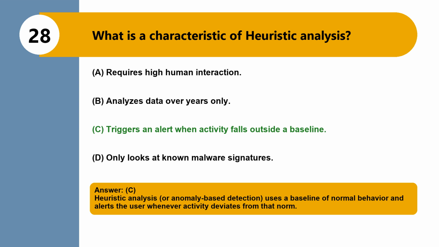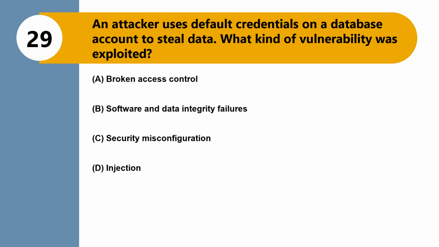Heuristic analysis, or anomaly-based detection, uses a baseline of normal behavior and alerts the user whenever activity deviates from that norm. Question 29. An attacker uses default credentials on a database account to steal data. What kind of vulnerability was exploited? Option A, broken access control.